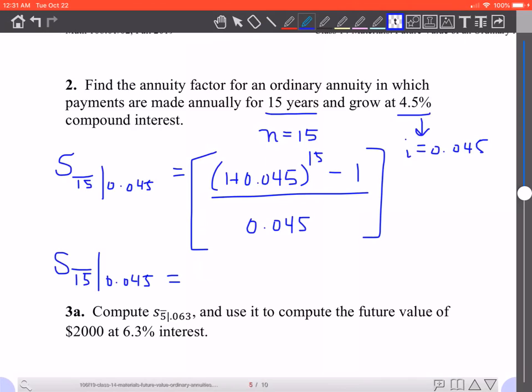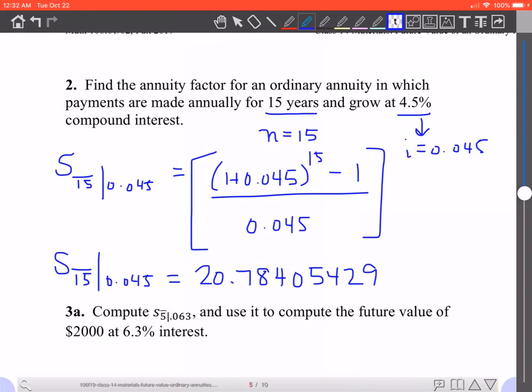Now be really careful about order of operations on your calculator when you're plugging this in, because you want to make sure that you are correctly interpreting that there is a numerator, growth factor minus 1, 1.045 to the 15th power, minus 1, not the exponent minus 1, but the entire growth factor minus 1, and that's being divided by 0.045. Okay, so your annuity factor comes out to be 20.784.